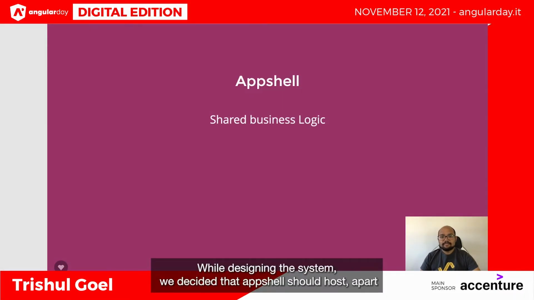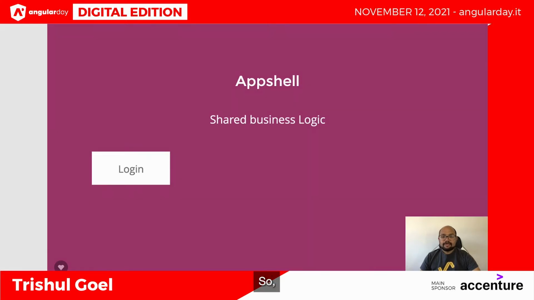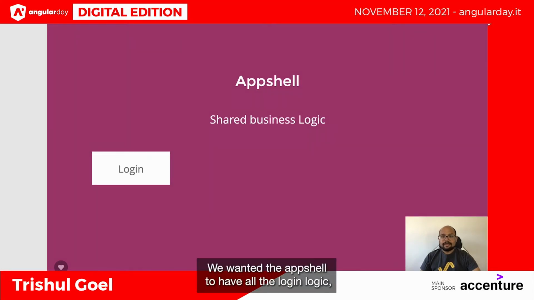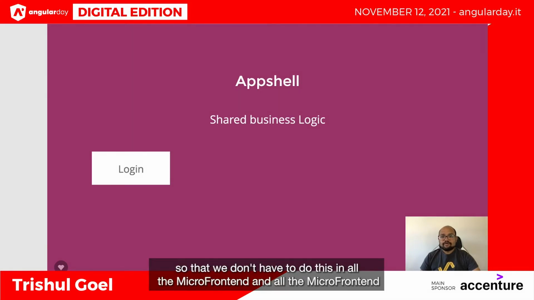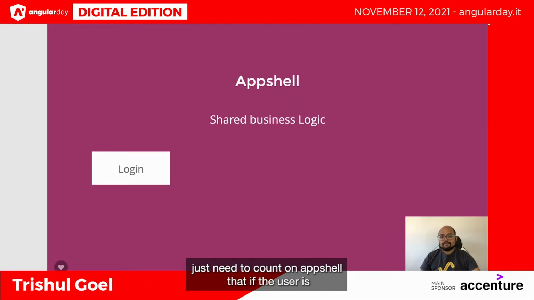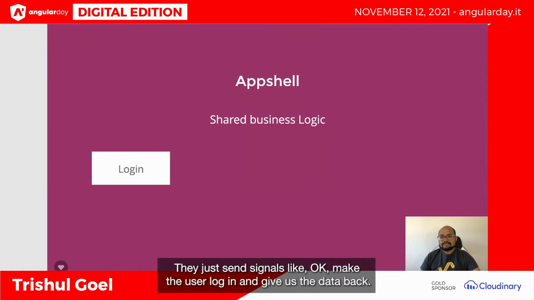While designing the system, we decided that the Appshell should host, apart from the header and footer, all the shared business logic. Logic like login logic. We wanted the Appshell to have all the login logic, the login state of the user. If the user is not logged in, it should initiate the login pop-up and let the user log in, so that we don't have to do this in all the micro frontends. All the micro frontends just need to count on the Appshell to know whether the user is logged in or not.